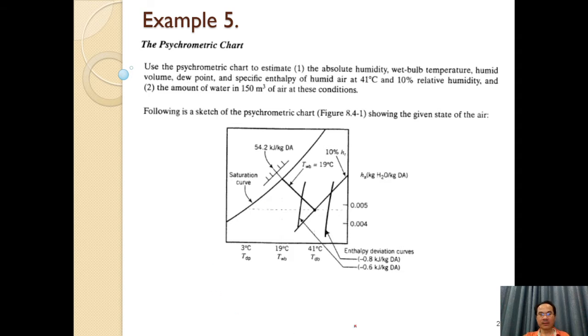Okay. For the first step, you have to draw the specified condition at 41 degrees Celsius. This is 41 degrees Celsius. Then drag to meet the relative humidity of 10%. This is 10%. It is the point.